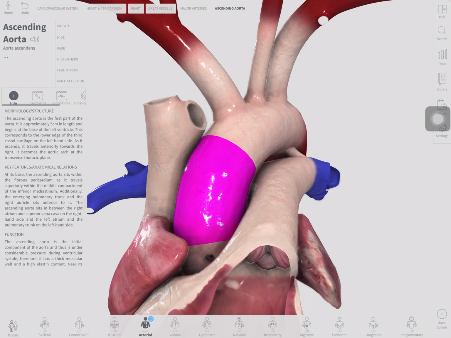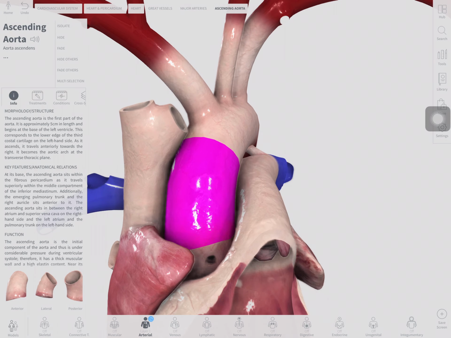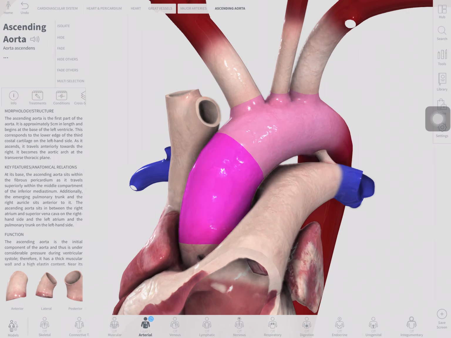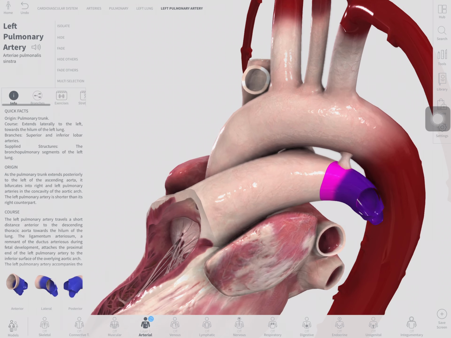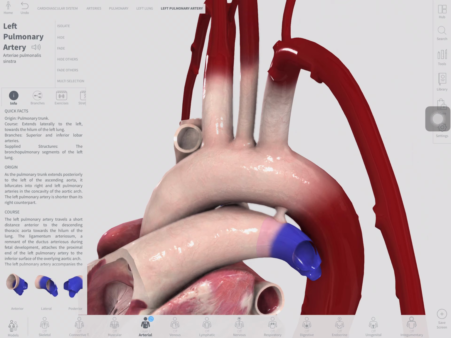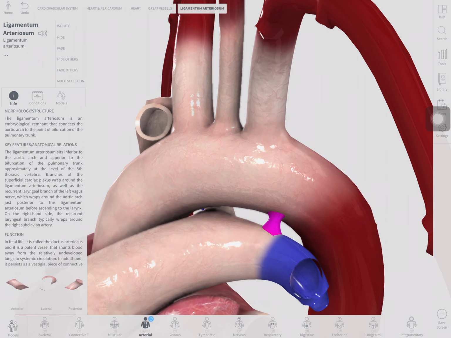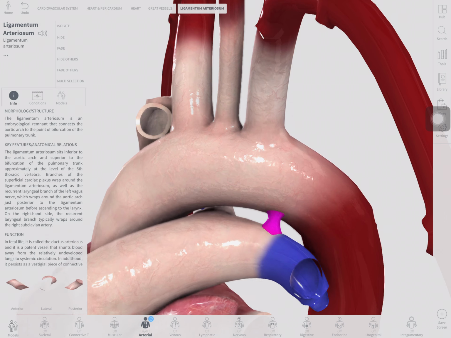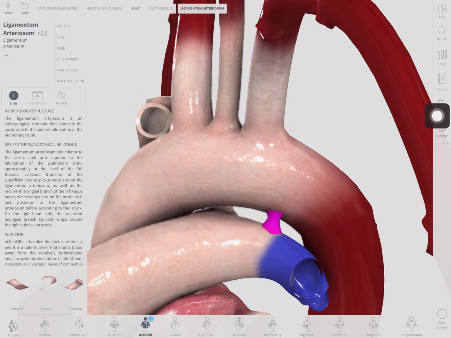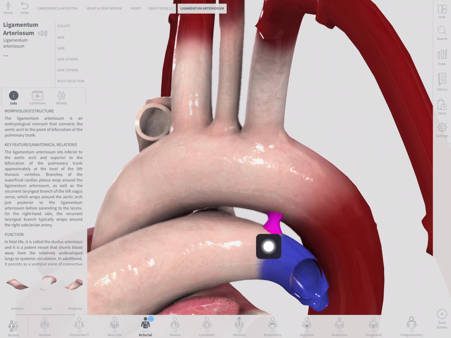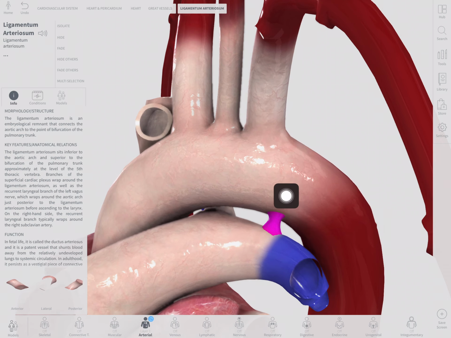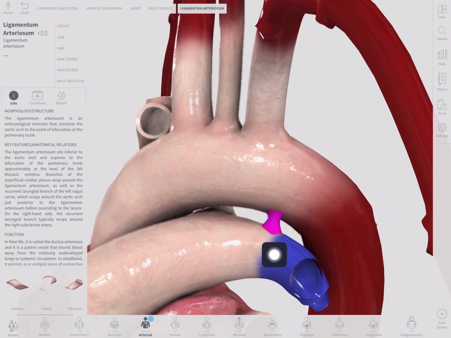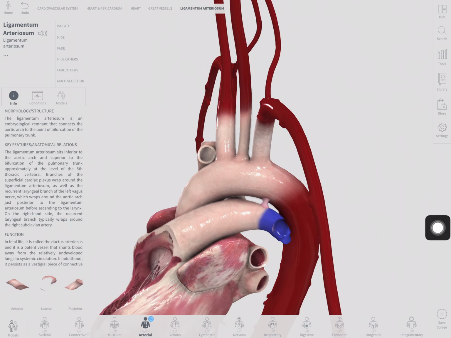The ascending aorta doesn't give any branch, whereas at the arch of aorta, there is a small connection to the pulmonary trunk. This is called the ductus arteriosus or ligamentum arteriosum. In the fetal circulation, the blood will exchange between this aorta and the pulmonary trunk. If this is not fused after birth, then the oxygenated blood will mix with the deoxygenated blood. That condition is called patent ductus arteriosus.